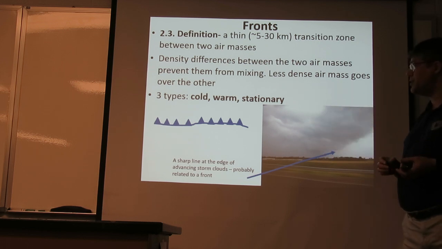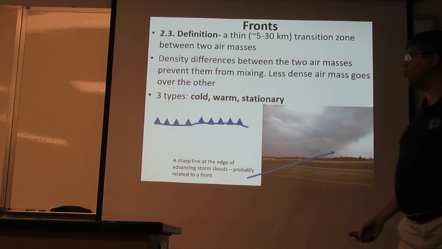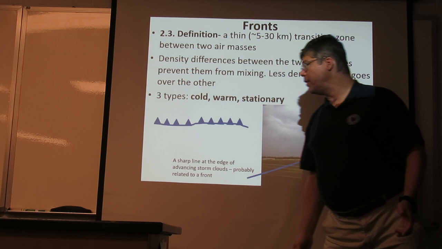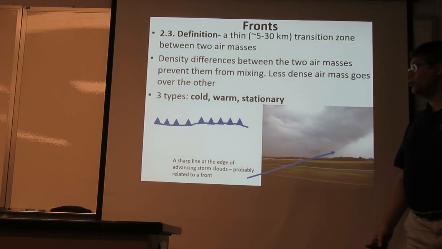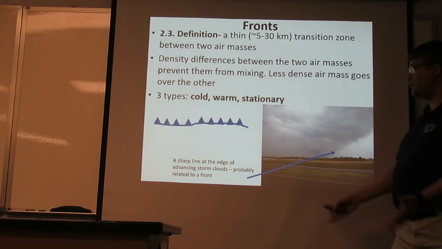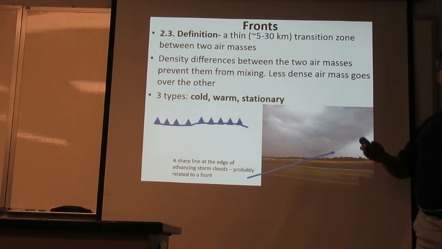Our different types of fronts. Cold and warm fronts are both named for the type of air that is moving in. So a cold front will be when cold air is moving in, symbolized by the blue triangles here. A warm front is when warm air is moving in. And then a stationary front is when we're sitting at the boundary between two air masses and they're staying in place. So we're at the boundary for a while.